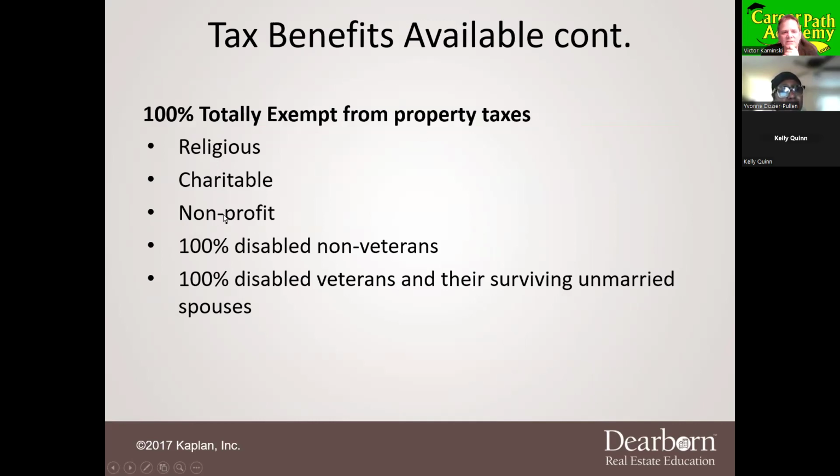Now, religious charities, nonprofits, disabled persons, disabled veterans, and their surviving unmarried spouses are entitled to a 100% property tax exemption. They pay 0 property tax. Okay, that's fine. Religious, charitable, nonprofits, disabled veterans, and disabled non-veterans. Now, that's if they own the house and it's their primary residence.